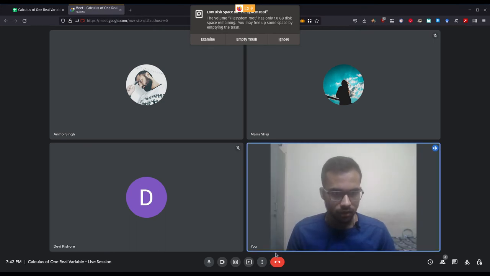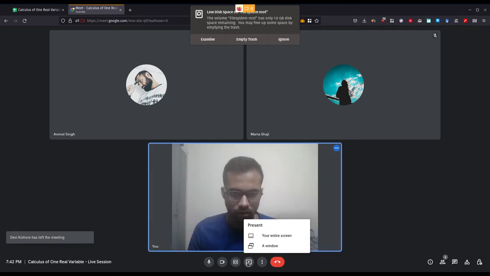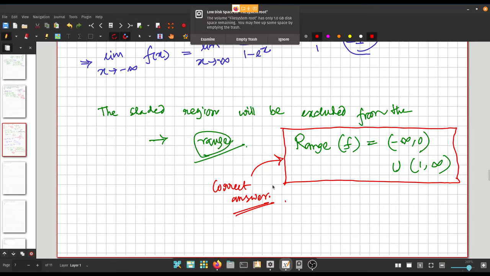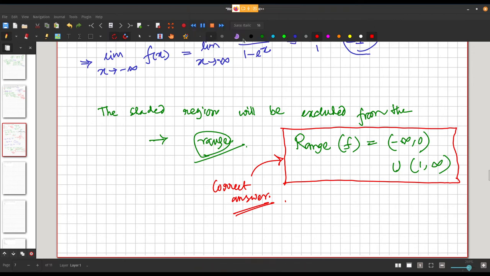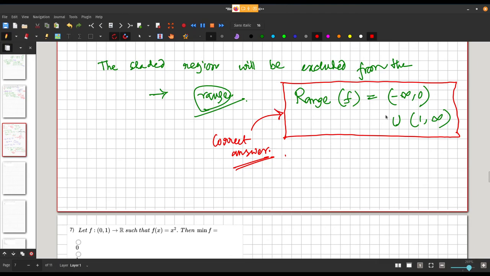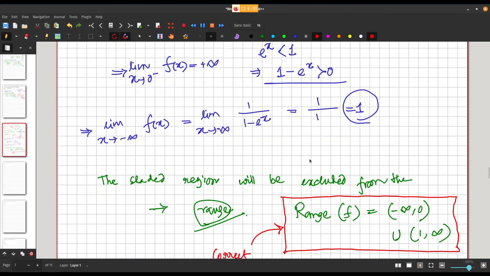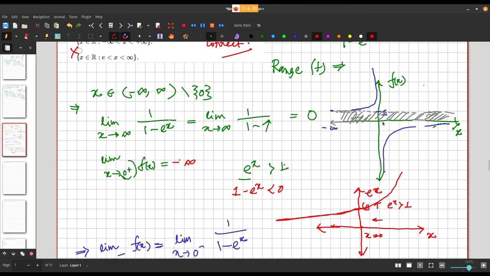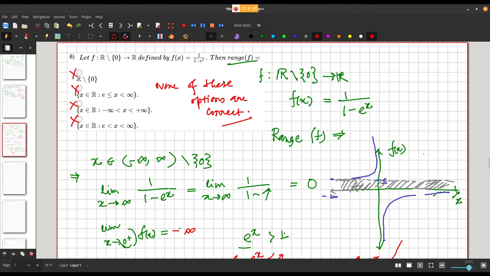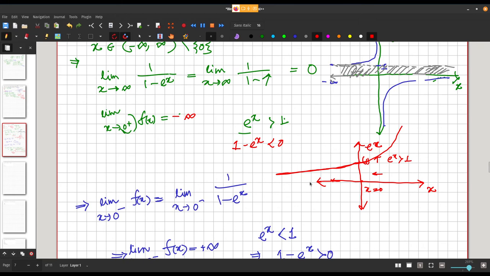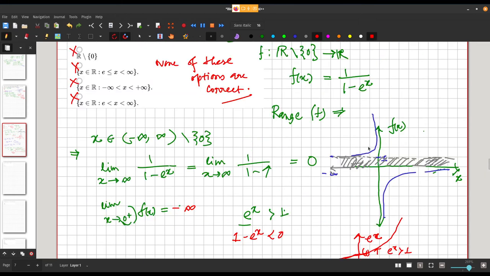I think I lost my connectivity sometime, so I hope this is visible. I don't know when I lost the connectivity, so I will briefly explain this. Here none of the options given are correct. The range is actually minus infinity to 0, union 1 to infinity, and this shaded region is not accessible to the function defined here. This is because if we take this function of e to the power x, we will see how we are obtaining this value.